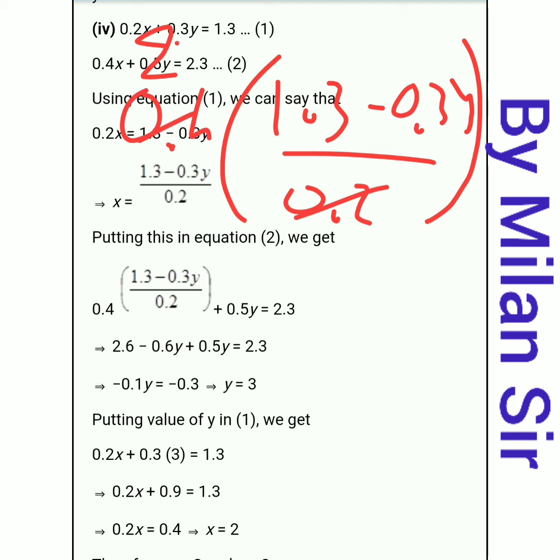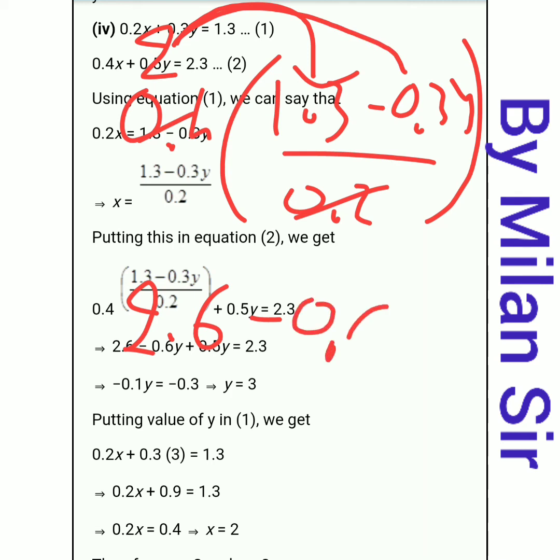Now just multiply this 2 with the bracket. First of all, 2 multiplied by 1.3 is 2.6. Then the negative sign. Now multiply this 2 with 0.3y. It becomes 0.6y. Okay, then plus 0.5y as it is equals 2.3 as it is. Now simplify this.